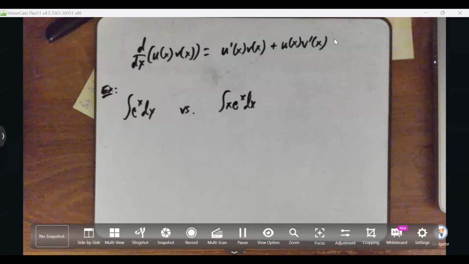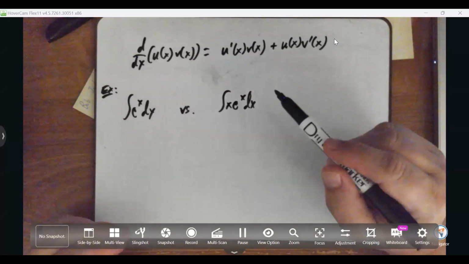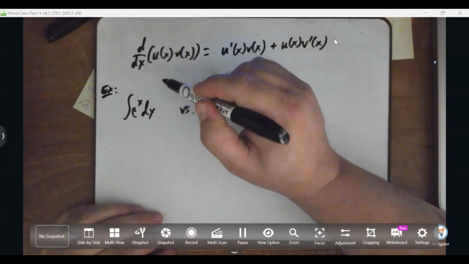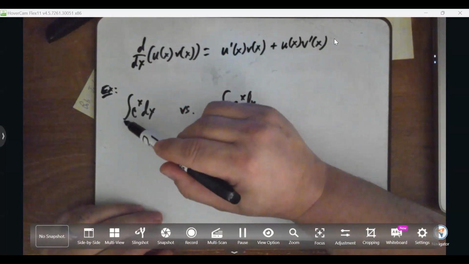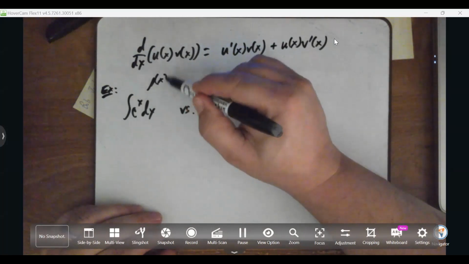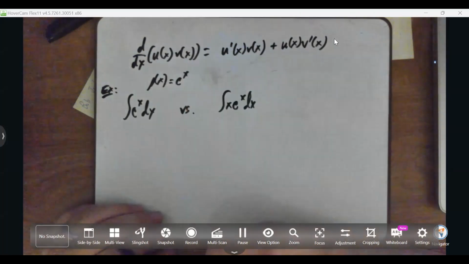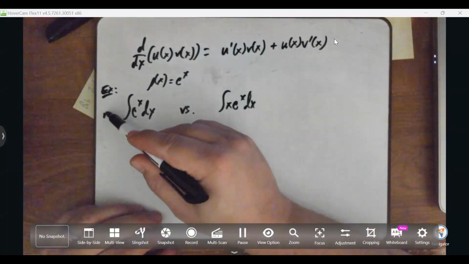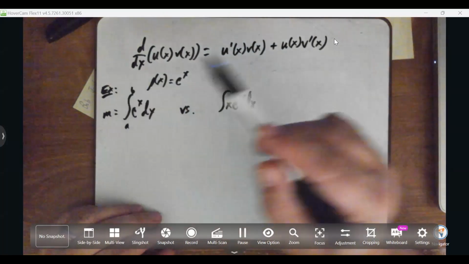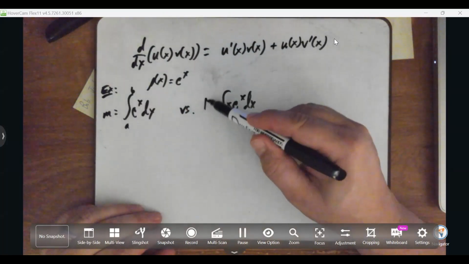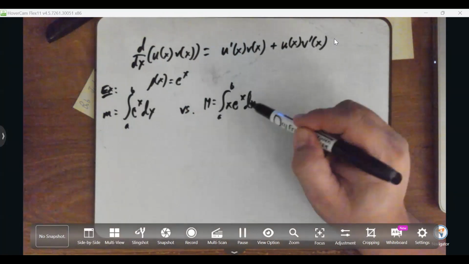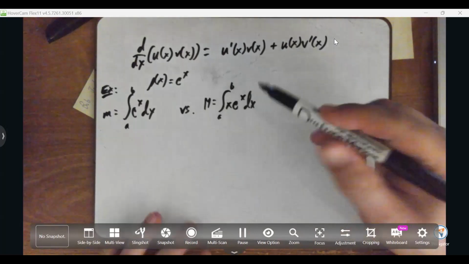Now, since we just did an example of a center of mass, let's suppose we have a thin bar whose density function is simply e to the x. Okay. Well, the mass, the integral from a to b of e to the x dx, no problem. But now the total moment is the integral from a to b of x times the density e to the x dx.